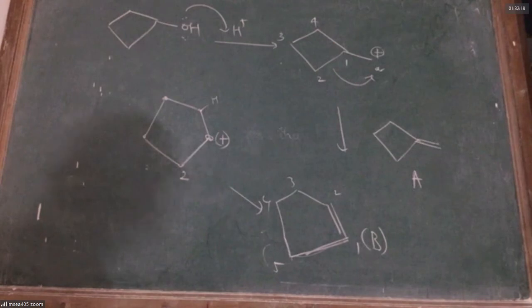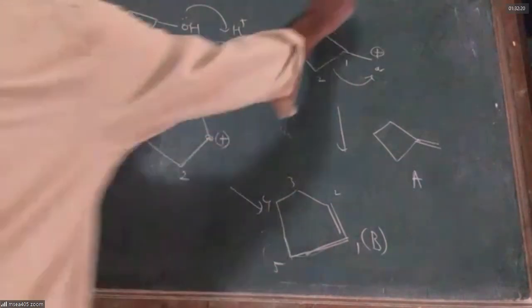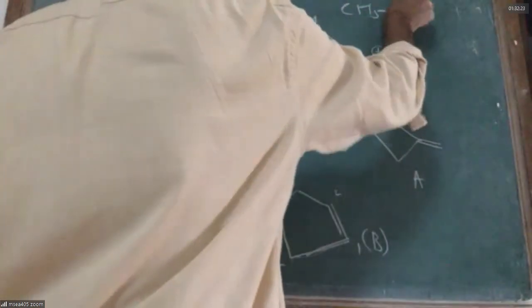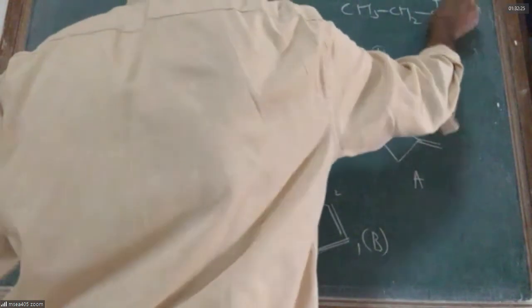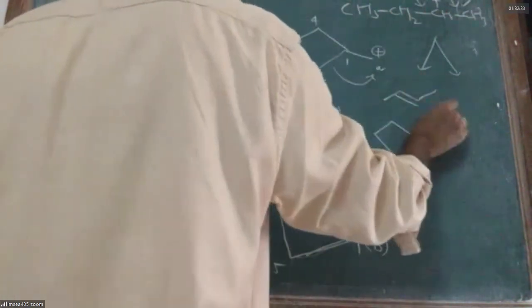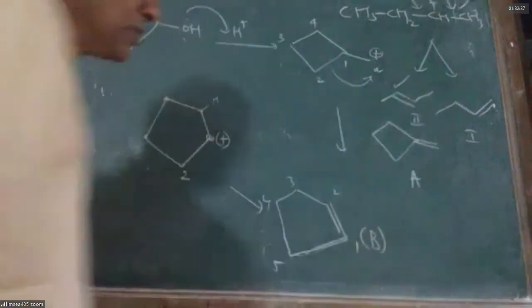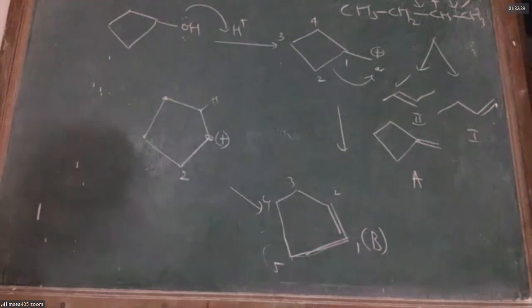If you are getting a carbocation like this, you have two possibilities. You may get a double bond between 1 and 2, or between 2 and 3. You may get this or you may get this. Out of these two, the second is the major product, which is called the Saytzeff product. The Saytzeff product is always stable. It is a symmetrical alkene.